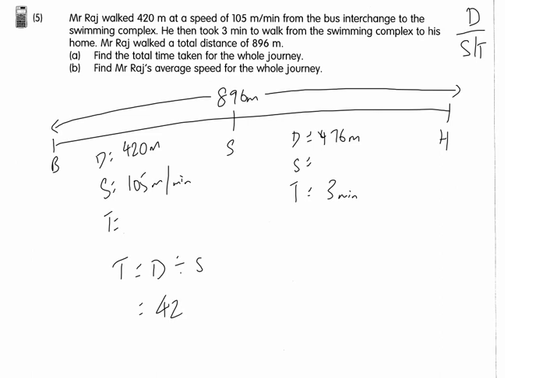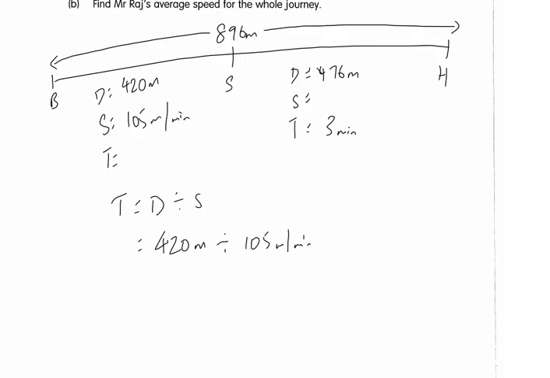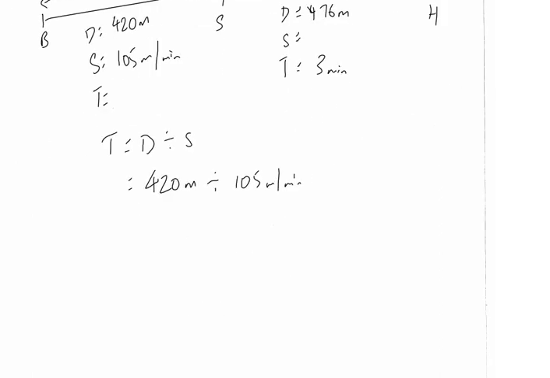420. Please tell me a unit, sir. I want to see units in your working. Do you understand? Divided by speed. So, what's the speed, Sky? 105 meters per minute, right? So, without using your calculator, tell me the answer, Colin Chi. 4? For what?